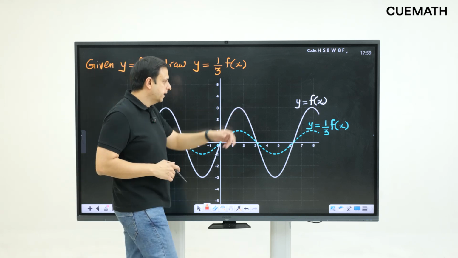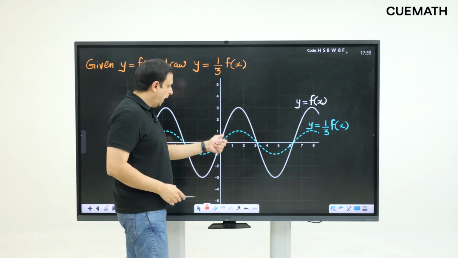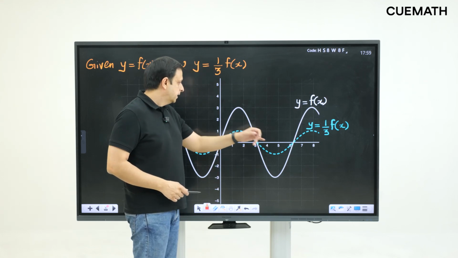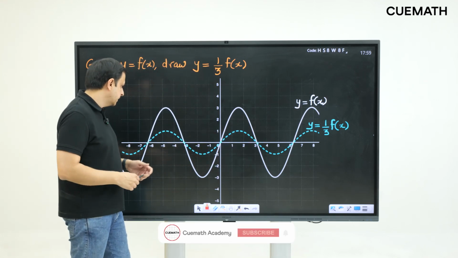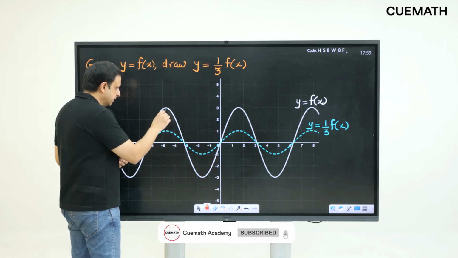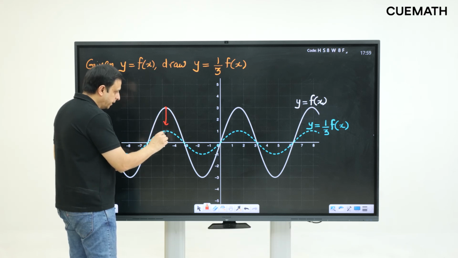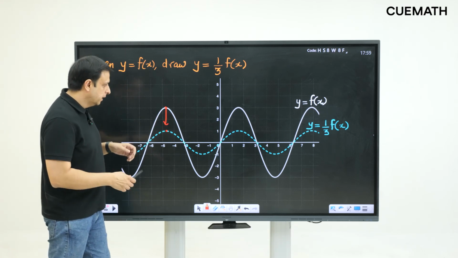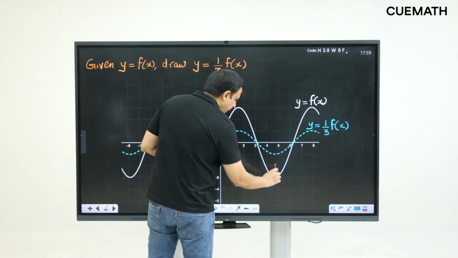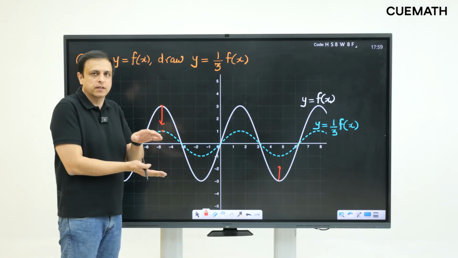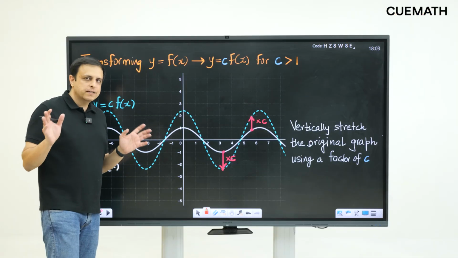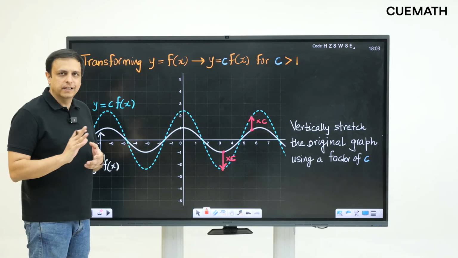The original function y equal to f of x is this white curve, and our transformed function 1/3 f of x is this dotted curve over here. And you can see that every point has transformed to a new point which has a y coordinate 1/3 of its original value. So, the whole original graph has a vertical shrinking by a factor of 3. So, let us summarize what we have learned so far.